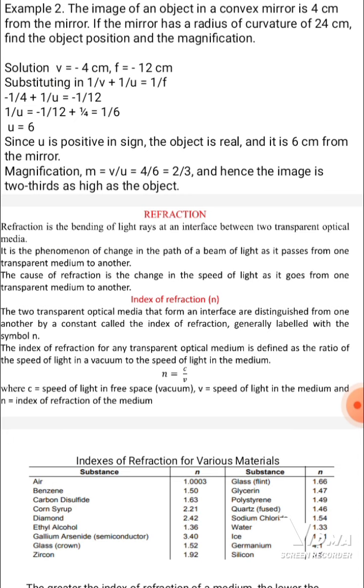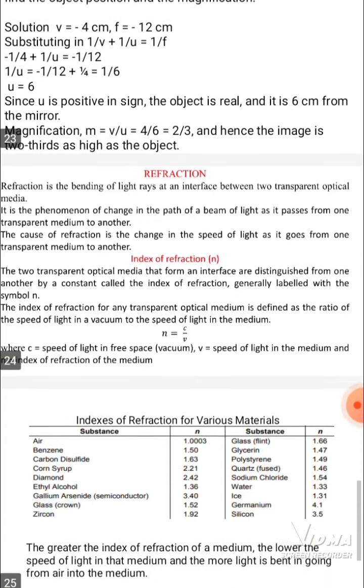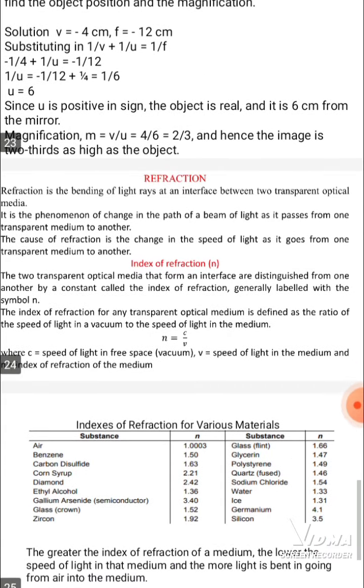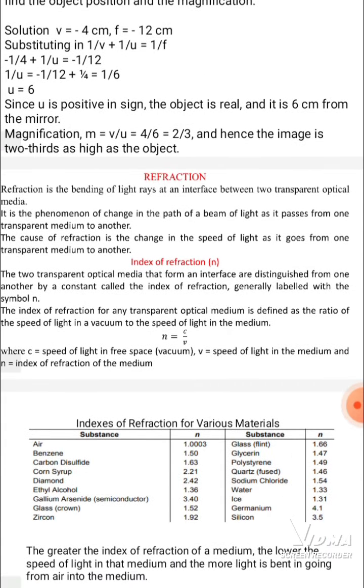Our radius of curvature is given to be 24 centimeters. Since F equals R over 2, that will give us 24 over 2, which is 12 centimeters. But because it is a convex mirror, your focal length F is now minus 12 centimeters. Once you have established this, all you need to do is substitute straight away into the expression 1 over F equals 1 over V plus 1 over U.